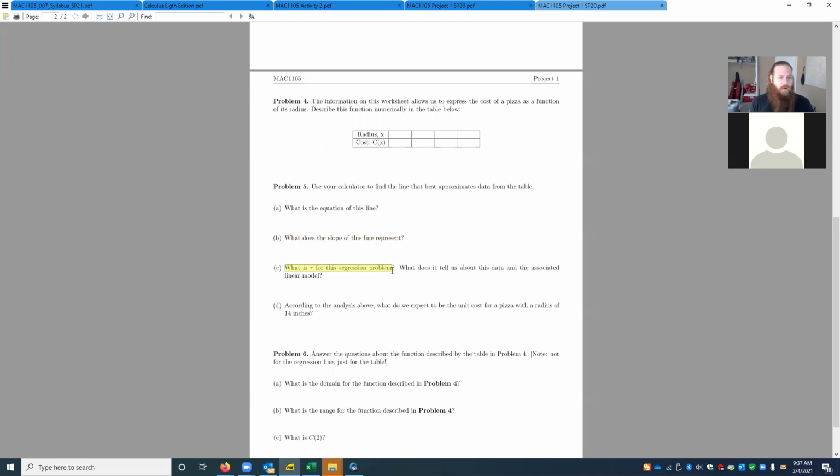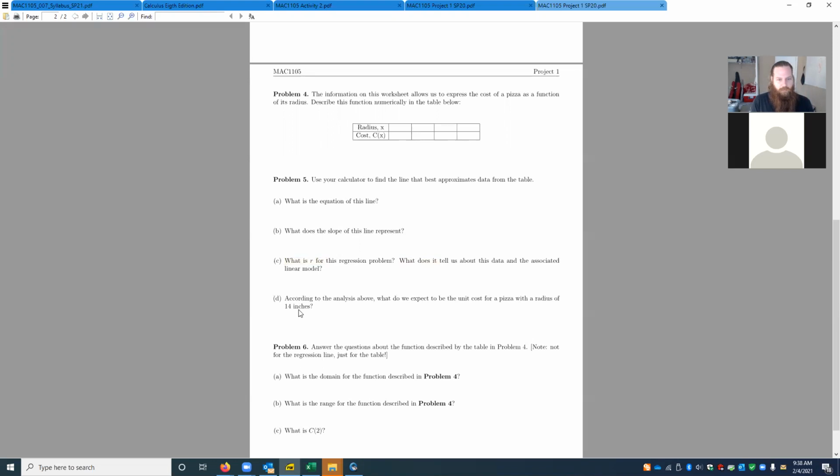The number R, right? That Pearson correlation coefficient, the number that tells us how linear the data is. What is R here? And what does it tell us about this data? So is this data very linear? Is it not very linear? Is it trending upwards? Is it trending downwards? What information does the correlation coefficient for this data set tell us?